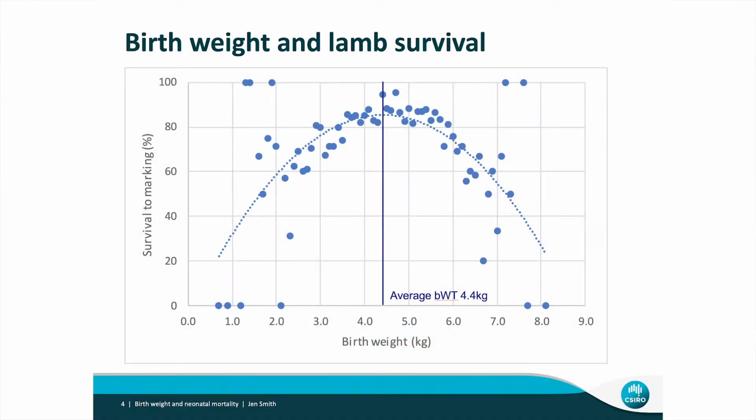So what we have here is a graph that shows you the birth weight in relation to lamb survival up to marking. And what you see there is that the vast majority of the lambs that survive are close to the average birth weight, and survival declines in both directions, so as they get lighter and as they get heavier, as you move further away from the mean birth weight. And this is a pretty standard sort of curve. It's what you would commonly see in merino populations.